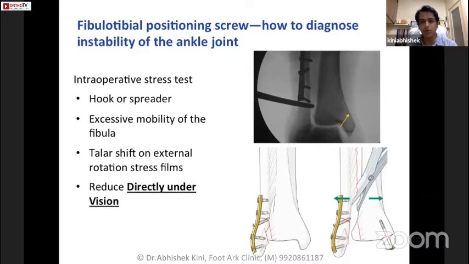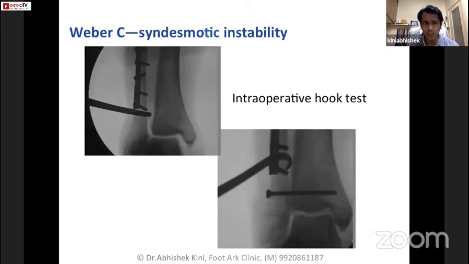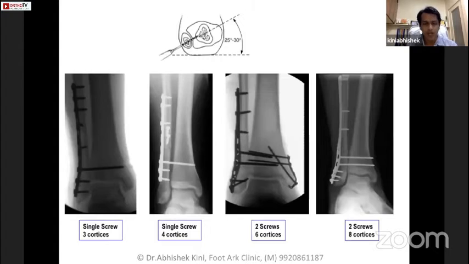The best way to reduce them is to directly visualize them. You need to slightly expose the fibula anterolaterally and make sure that the fibula is sitting snugly into the fibular incisura of the distal tibia. So this is what the Weber sees in syndesmotic instability, the intraoperative hook test, and once you have passed a screw, this is how it looks. There is a controversy of whether it should be 3 cortices, 4 cortices, 1 screw or 2 screws. It all depends on surgeon preference. As long as the syndesmosis is appropriately reduced, that's what is most important.